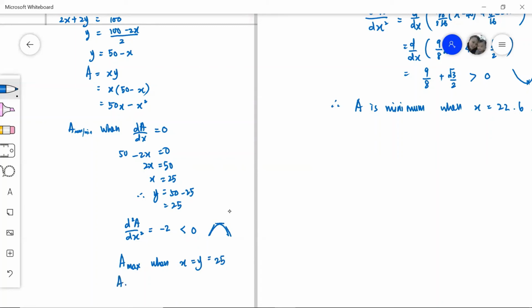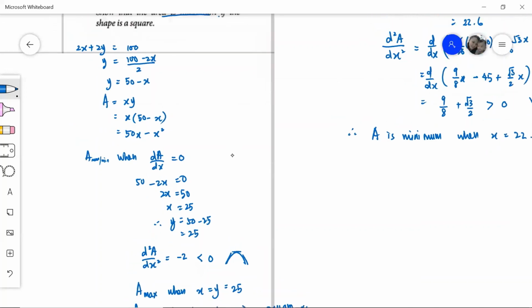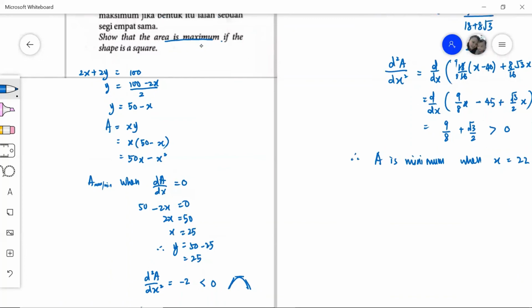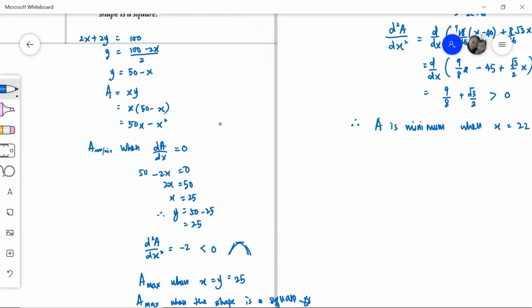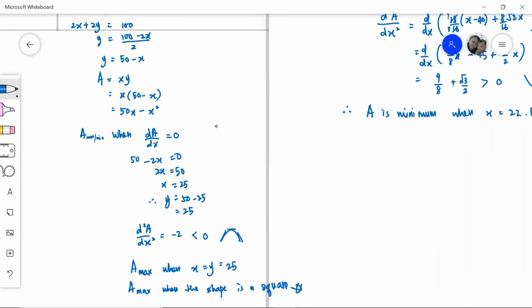So we can make a conclusion. A will be maximum when the shape is a square. So that's it. We have just shown, we have just answered the question. Show that the area is maximum if the shape is a square. So that's it for question part D.